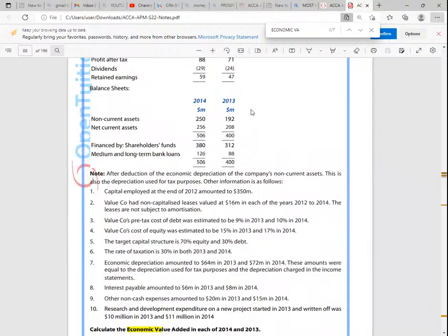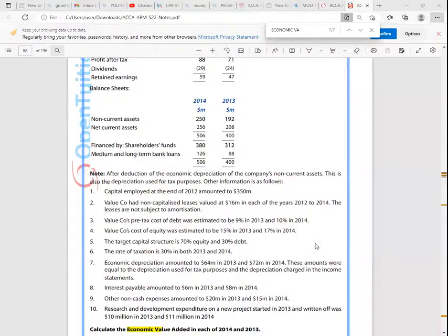Remember, our financial years are 2013 and 2014. An examiner who does this is an examiner who does not wish me success. Why? I have 2013, so this capital employed at the end of 2012 is the beginning balance of which year? 2013.